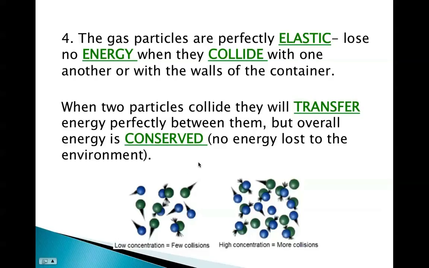Number 4, we say that gas particles are perfectly elastic. What elastic means is that they're going to lose no energy when they collide with one another or with the walls of the container. Two gas particles, when they collide, can transfer energy perfectly between them. That means energy is conserved and no energy was lost to the environment. Usually the one that has the greater amount of energy will transfer some of its energy to the one with less. But it's a perfect transfer, nothing lost to the environment.